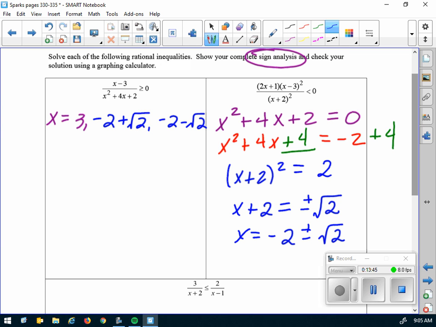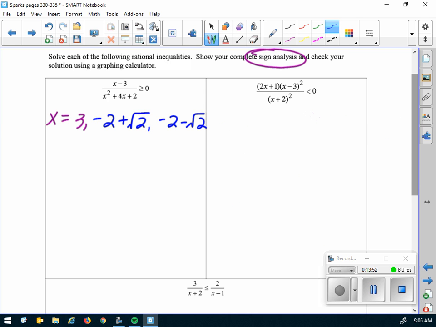You okay there? Now here's the deal. I don't know where to put those on my number line because I don't know what they are. Go to your calculator, blank screen, and get an approximation to 3 decimal places for both of those.